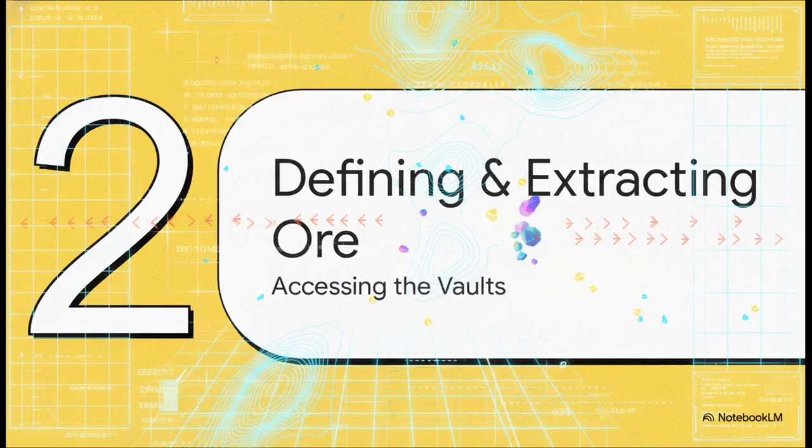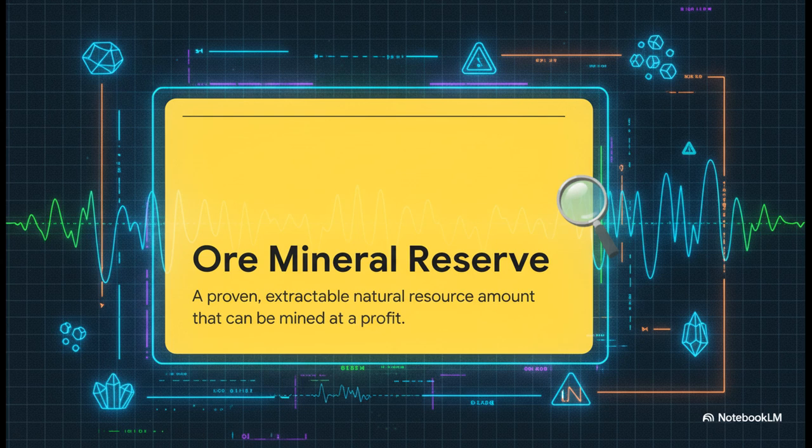Moving into Section 2, defining and extracting ore, accessing the vaults. You know, the Earth's crust is basically packed with the entire periodic table. But finding a spot where a valuable material is highly concentrated, that is actually a pretty rare geochemical anomaly. A simple rock anomaly is just called a mineral resource, meaning, hey, it's potentially extractable.